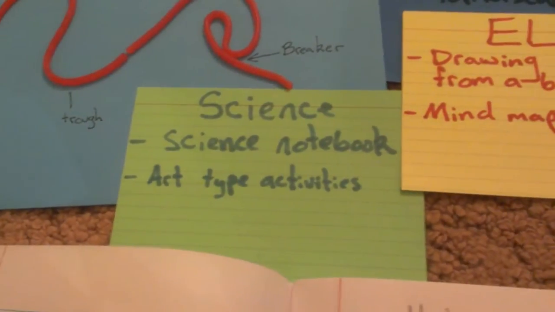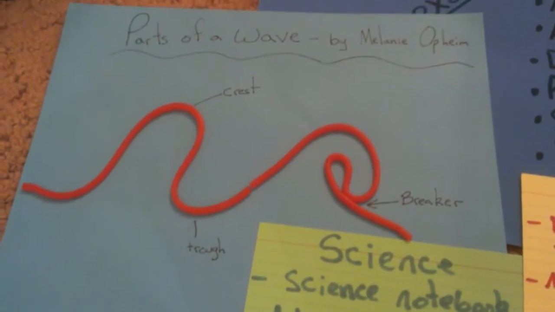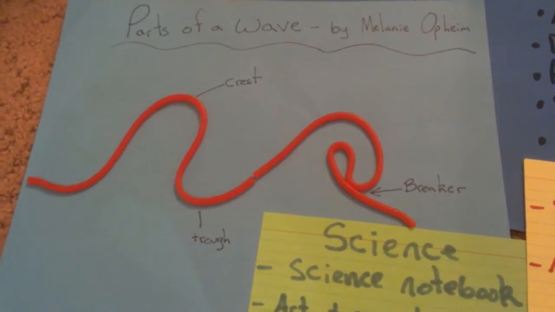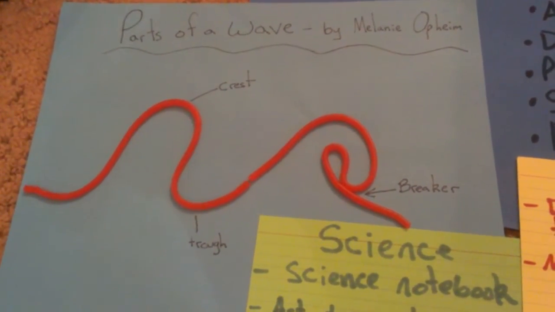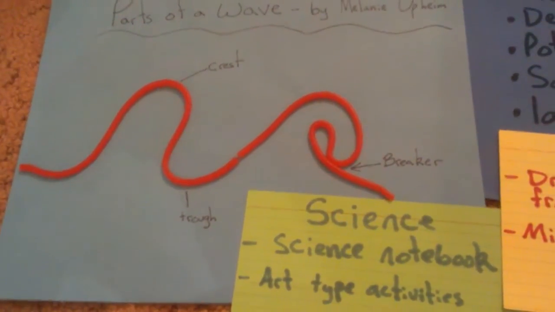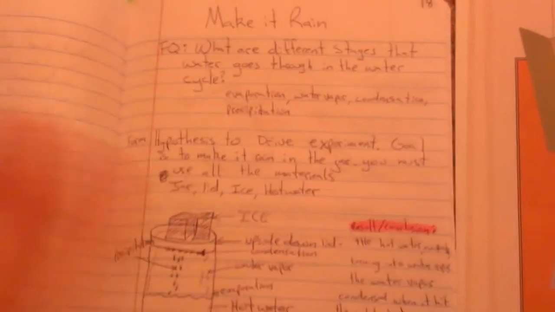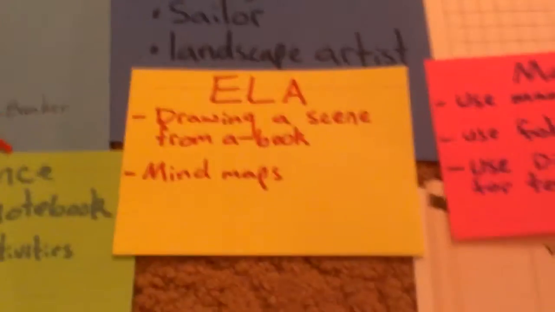For science, you could use a science notebook or like art type activities, which this is one of the art type activities where we created the parts of a wave using pull and peel Twizzlers, and then we labeled it so that way they had a mental image. This is an example of a science notebook here where you have the actual writing and pictures and everything that would go in with it describing the experiment.